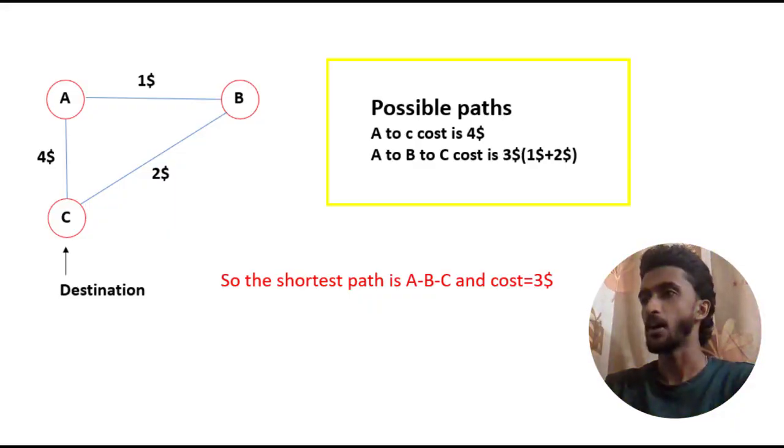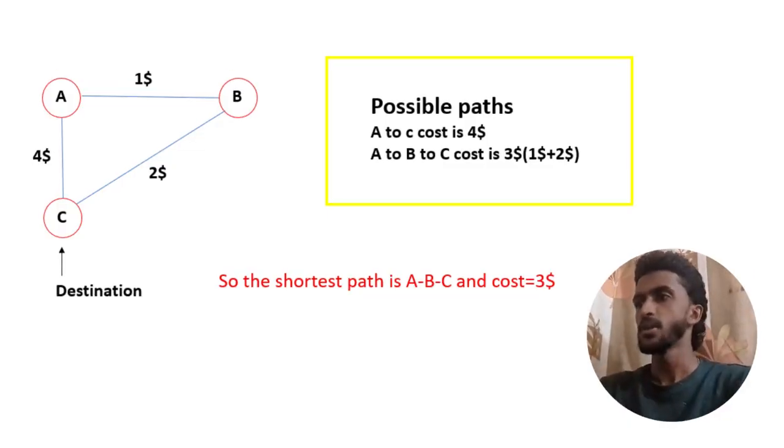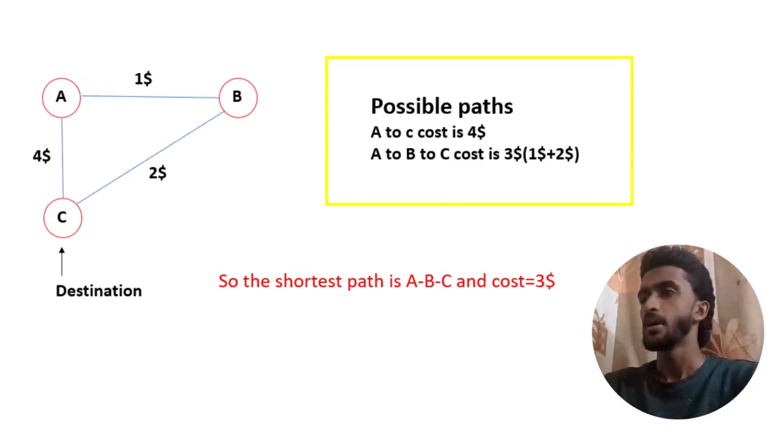Now let us see a small example. Suppose we have a graph. A to B has cost 1, B to C has cost 2, and A to C has cost 4, and C is the destination. As you can see, there are two possible paths: A to C with cost 4, and A to B to C with cost 1 plus 2, that means 3.